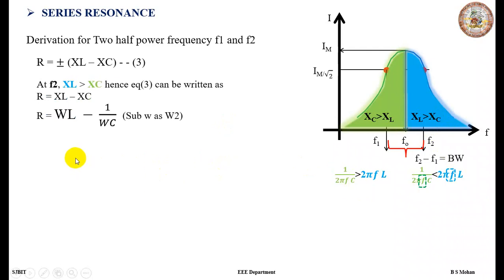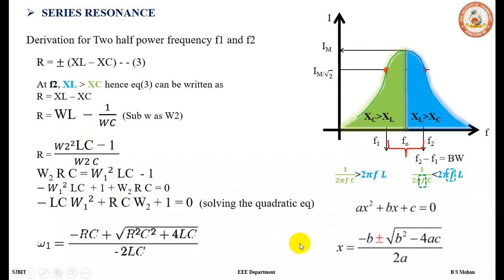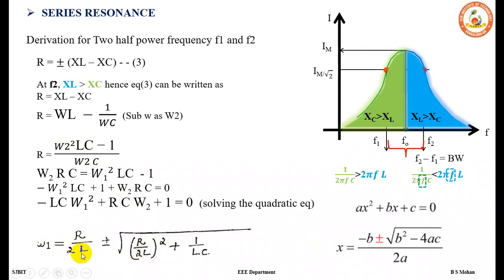Which is the same step: substitute the value of XL and XC as omega L and 1 by omega C, and substitute omega as omega 2. Taking LCM, we get omega 2 square LC minus 1 by omega 2 C. Rearranging that, we get one quadratic equation, and solving it, we represent omega 2 as minus RC plus square root of R square C square plus 4 LC divided by minus 2 LC. And solving that, I repeat, omega 2 is equal to R by 2L plus or minus root of R by 2L whole square plus 1 by LC radians per second. This is for omega 2.